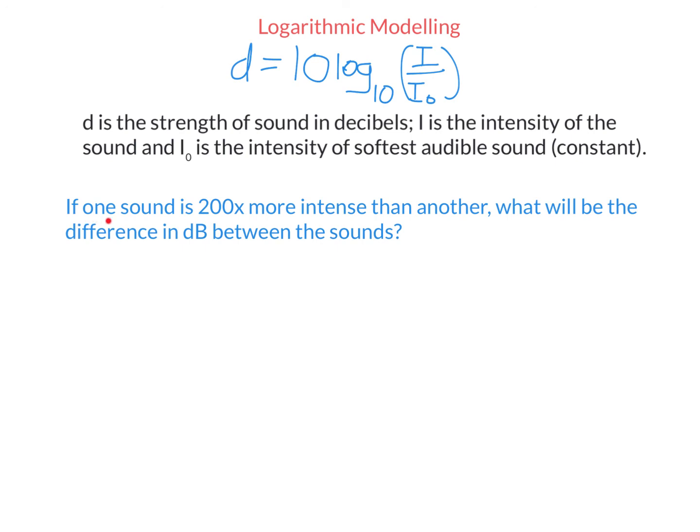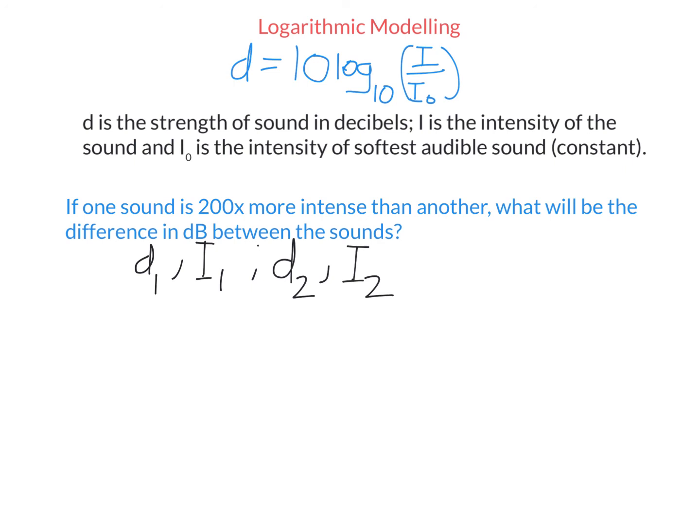So let's answer this question here. One sound is 200 times more intense than the other. What will be the difference in decibels between the two sounds? So here I'm going to have sound 1 with decibels D1, whatever that is, with intensity I1. And I'm going to have a second sound. I'm going to call D2 its number of decibels and I2 its intensity. Logarithmic scales like these are all about proportion. The number of decibels a sound has is determined by how many times more intense it is than I0, the softest sound that can be heard by the human ear.